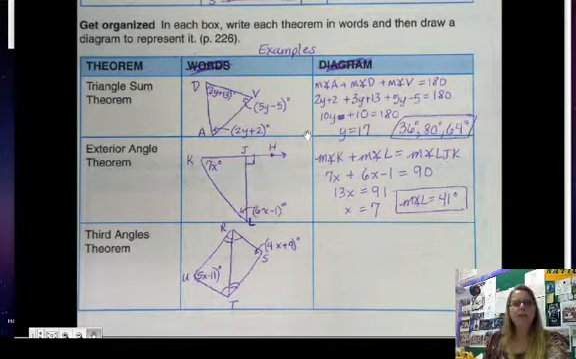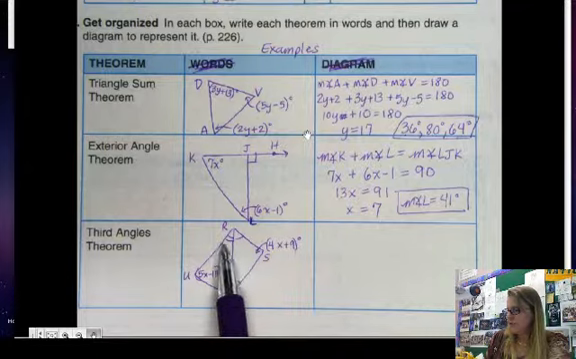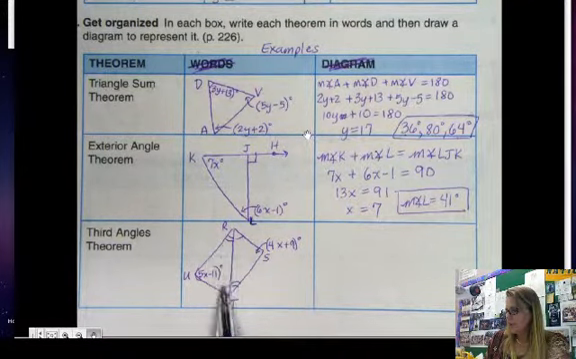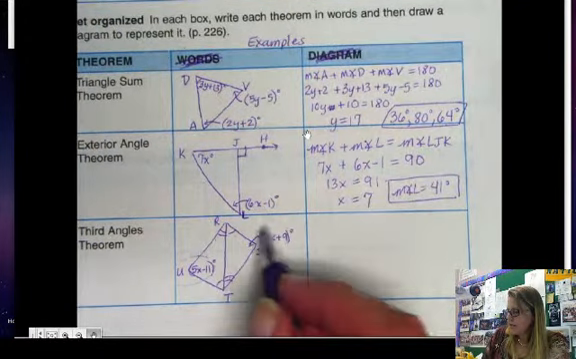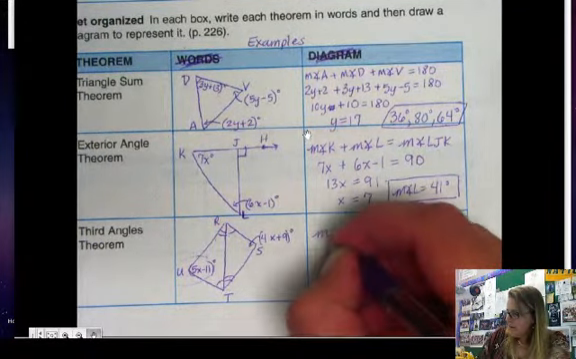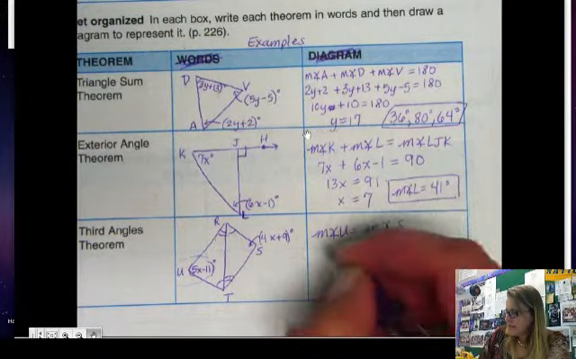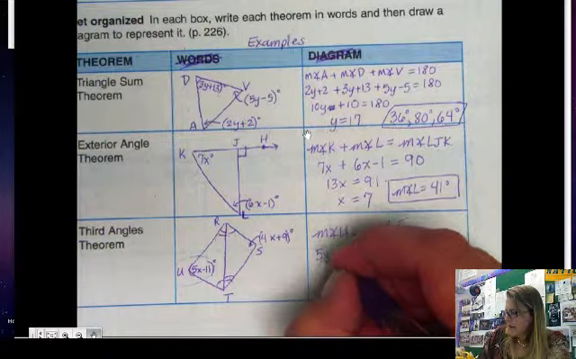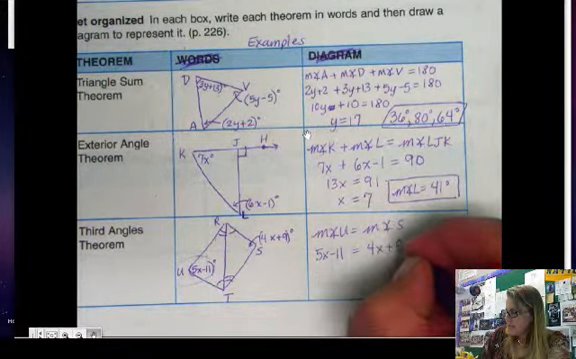Okay? This last one is the third angles theorem, which says that if you have two angles here, which are congruent to two angles in another triangle, then their third angles are also equal. So the measure of angle U equals the measure of angle S. So U is 5x minus 11, and S is 4x plus 9.